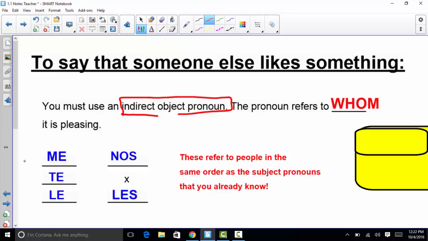So me is going to refer to me. It's pleasing to me. Te is going to refer to you, as in you informal. And then le can mean 3 different things. It can mean it's pleasing to him, it's pleasing to her, or it's pleasing to you formal.